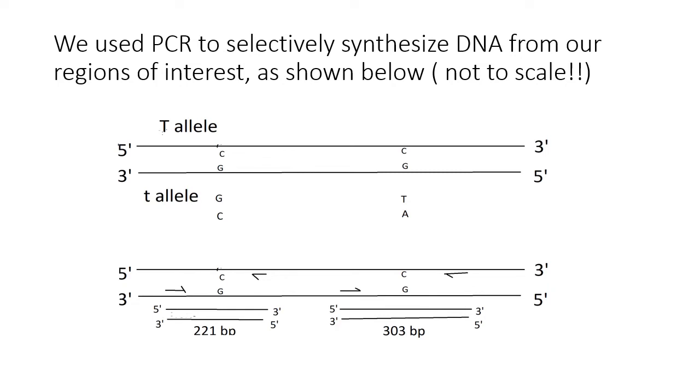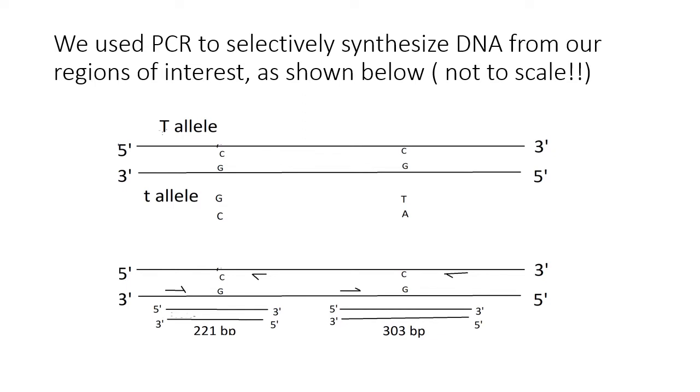all we're trying to do is make enough DNA surrounding the nucleotide of interest that we can then test the PCR product for what actual nucleotides are present. So the one set we're using is going to give us a PCR product of 221 base pairs. The primers are indicated by little arrows pointing into the region to be amplified.